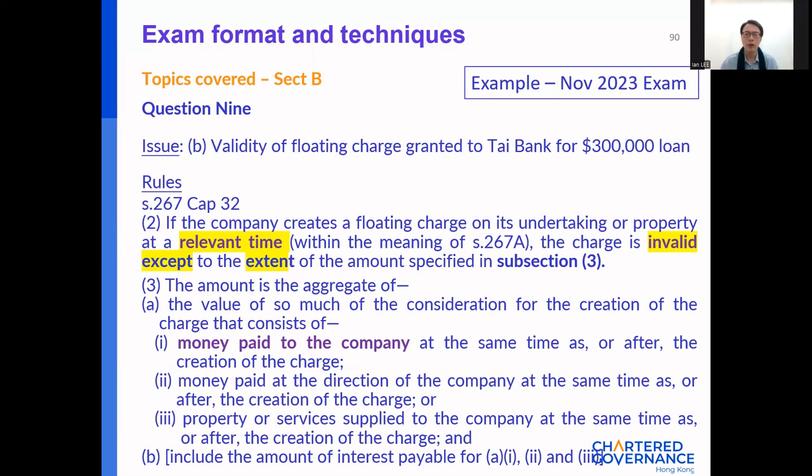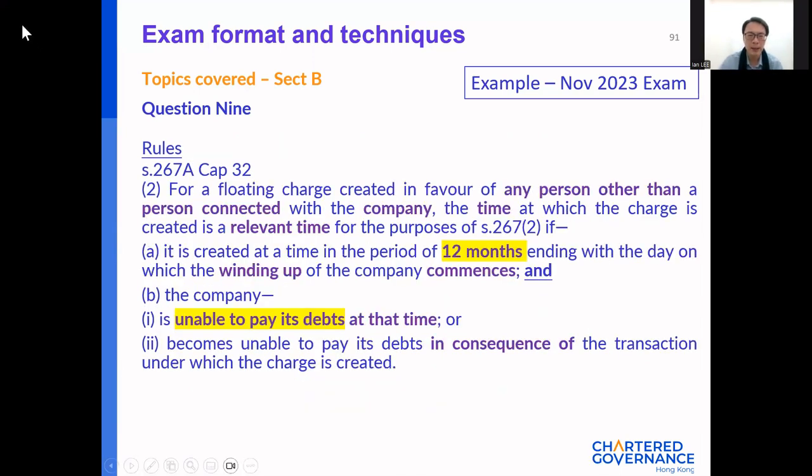Okay, so before we look at subsection 3, I think it's important to look at relevant time. So what does it mean by relevant time? So under 267A, if it's a floating charge granted in favor of a person other than a person connected with the company, then it is as follows: 12 months and also unable to pay its debts.